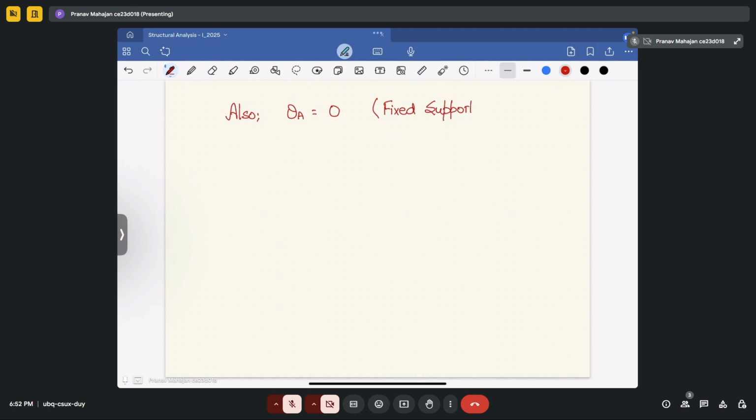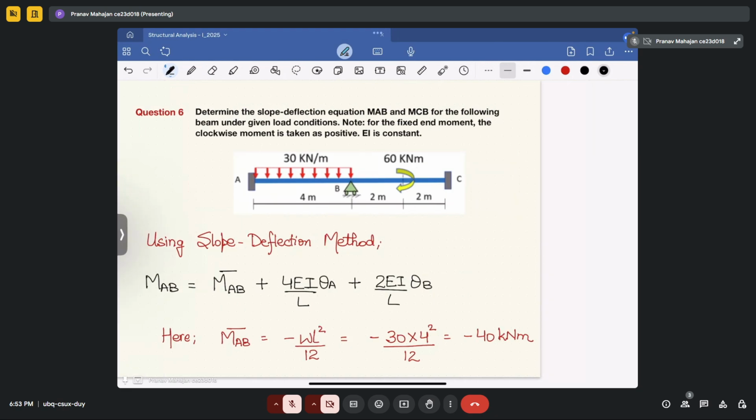So your final MAB equation, how will it look like? Your MAB will be equal to minus of 40 plus 2 EI upon L. What is the value of L? 4 into theta B. That means it is equal to minus 40 plus 0.5 EI into theta B. Now in this question, it is asked to you to determine MCB.